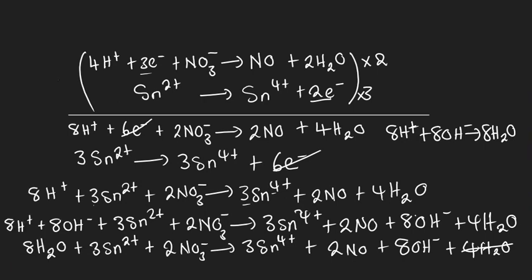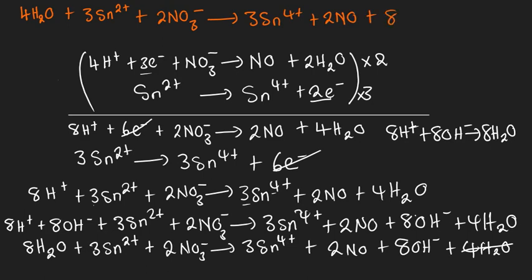So, if I cancel these water molecules, I'm going to remain with 4H2O plus 3 selenium 2+ plus 2 NO, and then this is going to give us a 3 selenium 4+ plus 2 NO plus 8 OH-. Notice that we've removed it from acidic media to basic media.